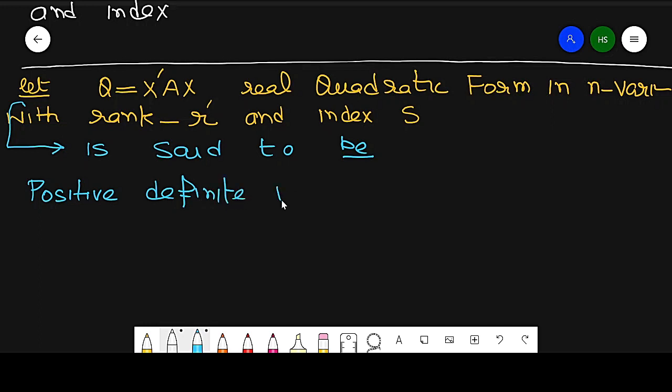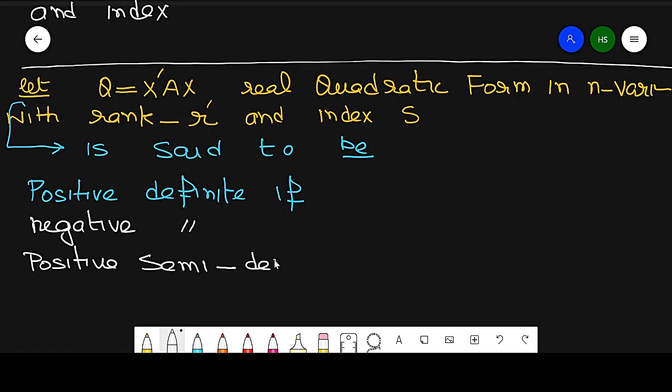Number one, positive definite. Number two, negative definite, right? Number three, positive semi-definite. Number four, negative semi-definite. So just remember the formula, then we will get the result.